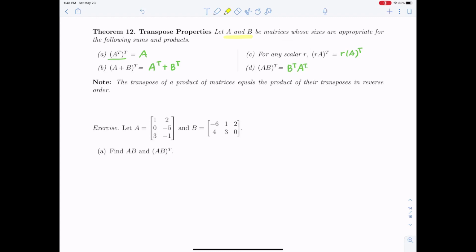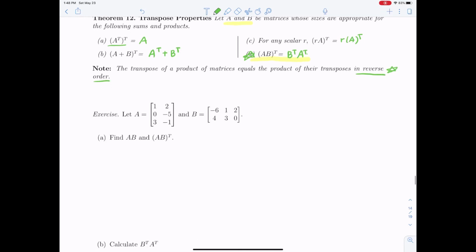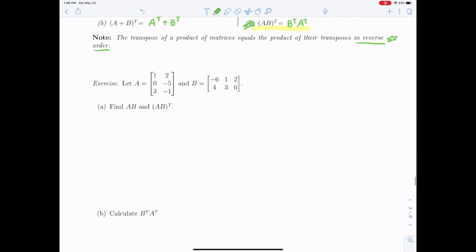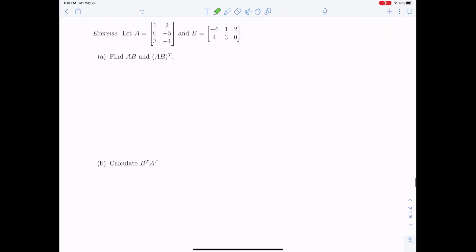So this property, part D, is very important. Note that the transpose of the product of matrices equals the product of their transposes in reverse order. So let's look at the following example to see whether we really have to take the reverse order or not. Let's pause the video and try out part A and part B of this exercise before I give you the solution.